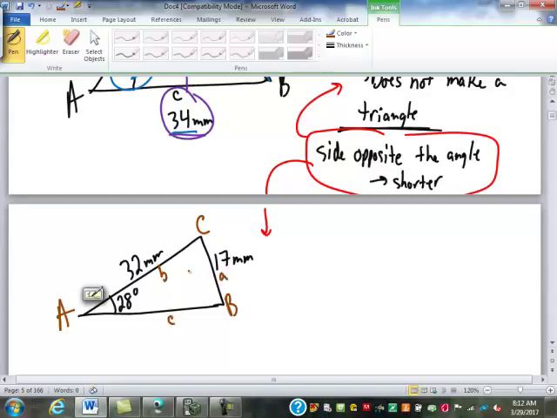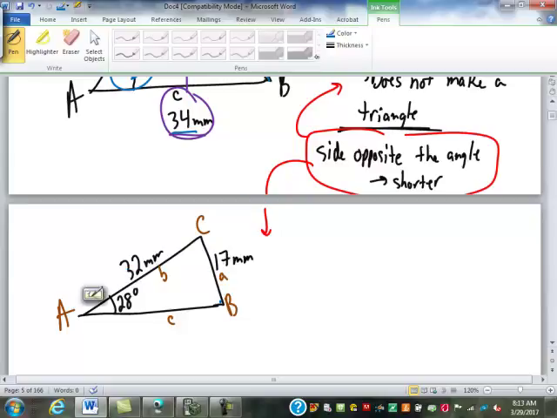As always. In this situation, the picture is drawn in such a way that it leads us to believe that B here is an acute angle. But if I just gave you the information that angle A is 28 degrees, side A is 17 millimeters, and side B is 32 millimeters, there would be two possibilities here.